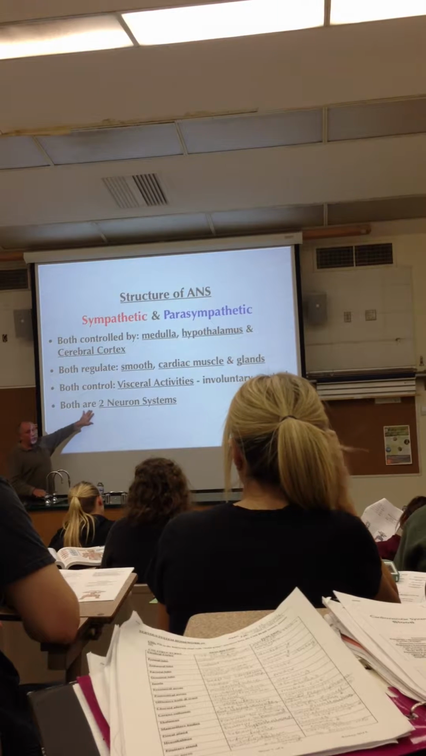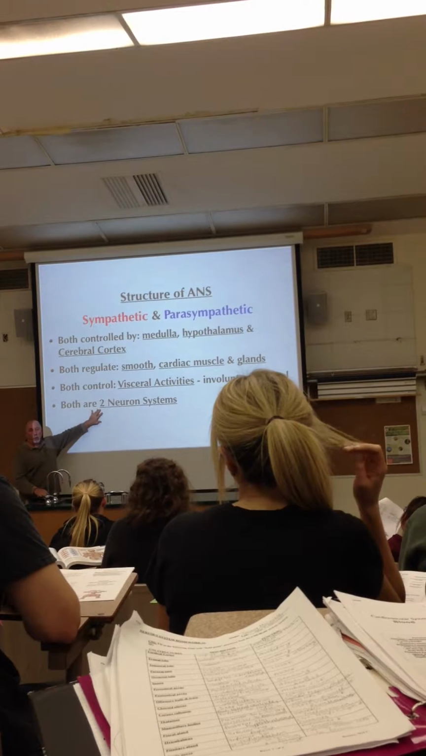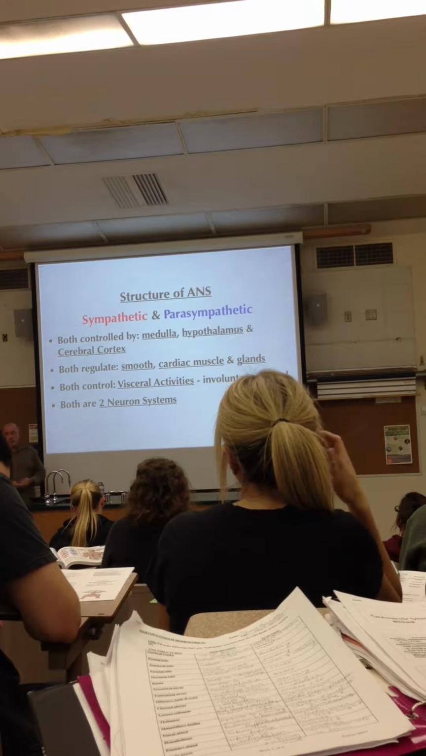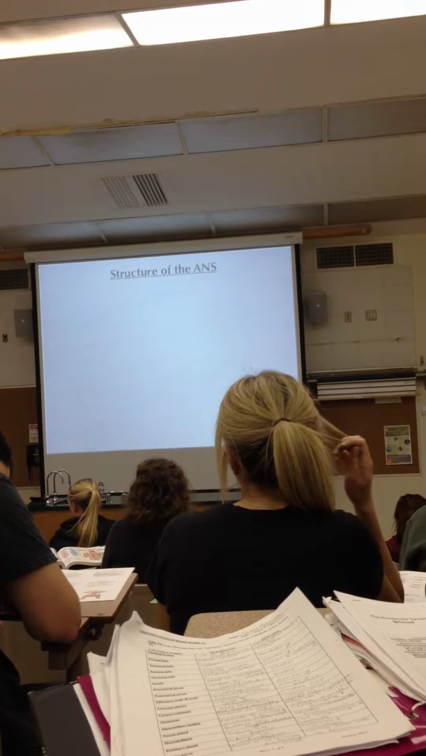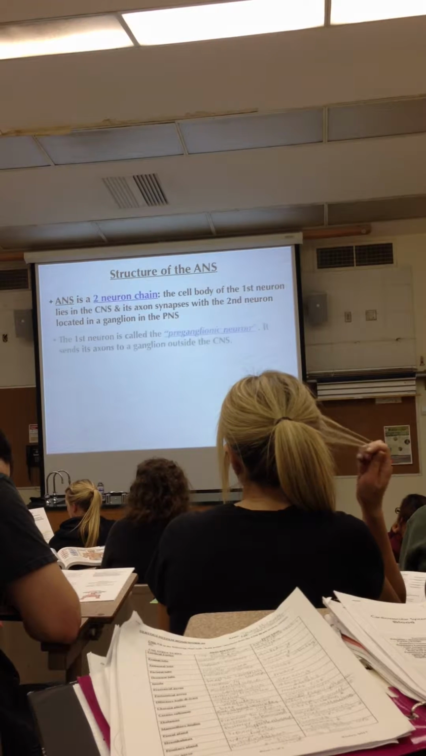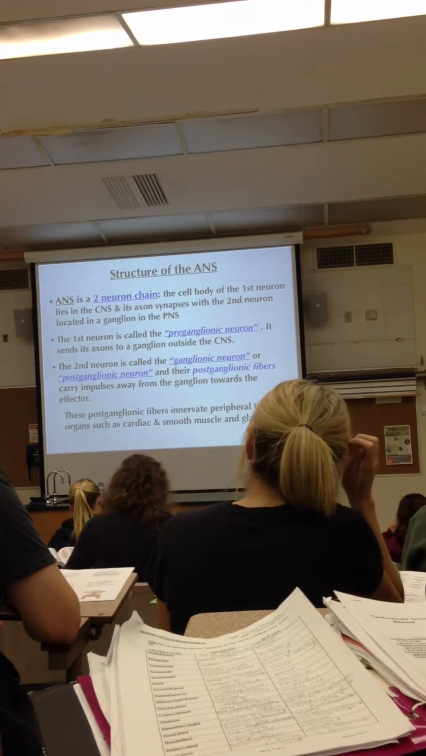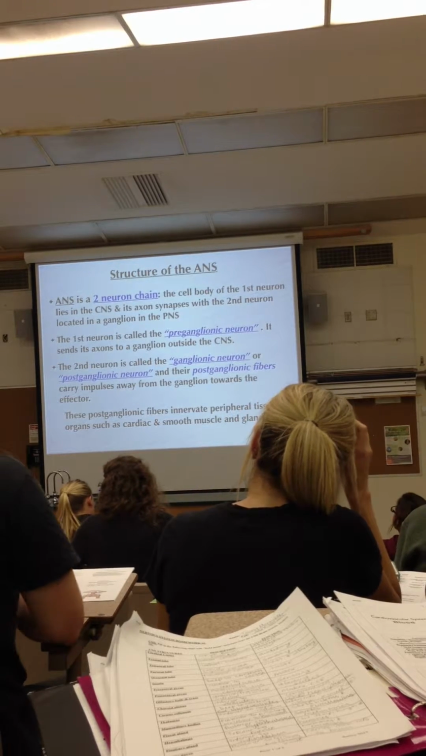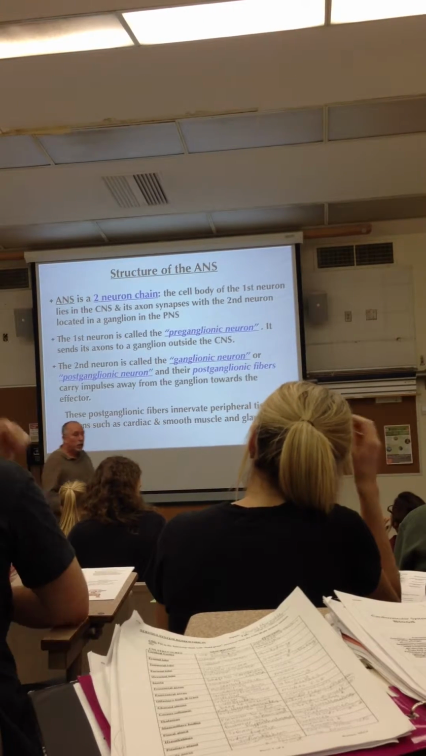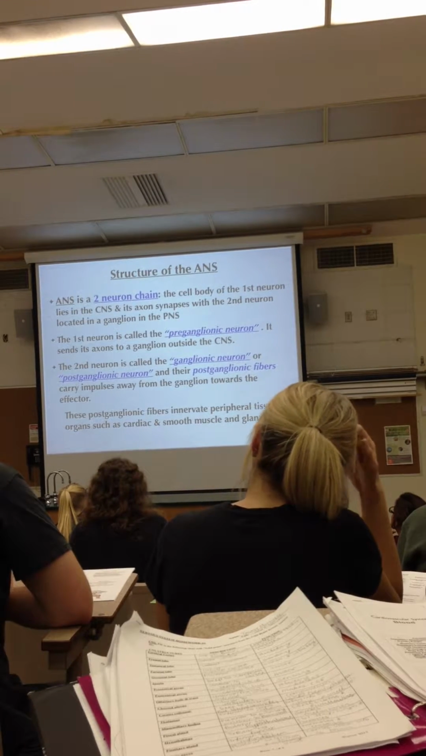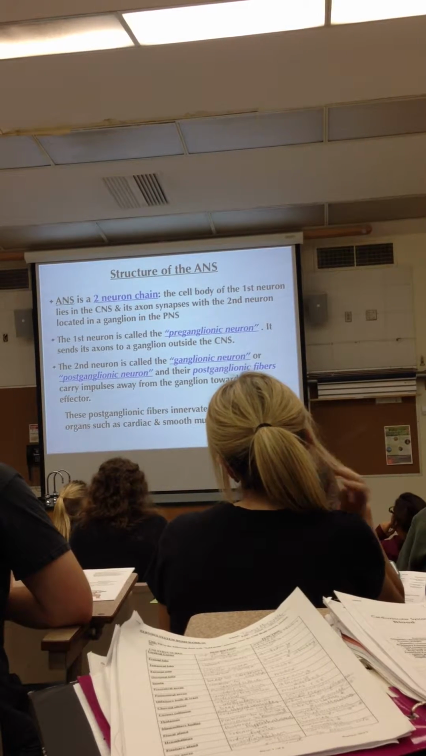These are a two-neuron system, and we'll look at this a whole bunch more. I kind of mentioned it the other day, what we mean by a two-neuron system. In fact, we'll kind of get into it right now. Okay, so just for review, remember in your spinal cord, you have the ventral gray horn. What comes out of the ventral gray horn?